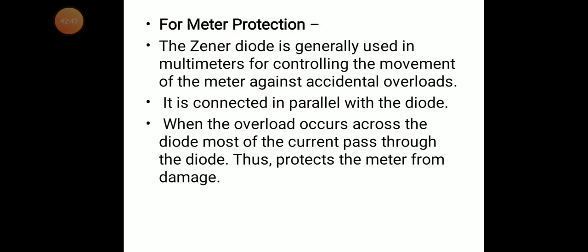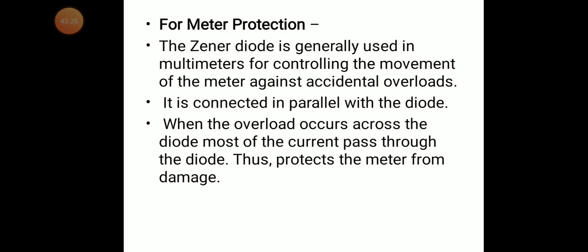If the meter gets any accidental overload, it may be damaged. We need to protect the meter. Whenever you want to measure anything, the meter should be safe, otherwise we can't get the proper values. The Zener diode is connected in parallel with the meter. When the overload occurs, most of the current passes through the diode, thus protecting the meter from damage.